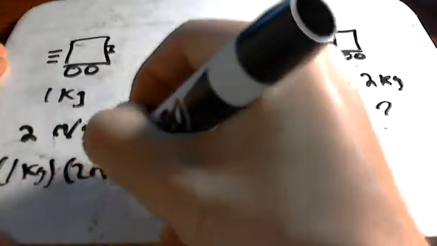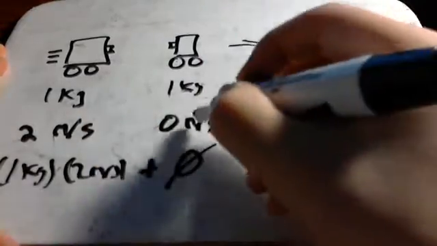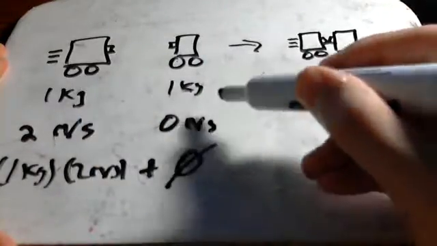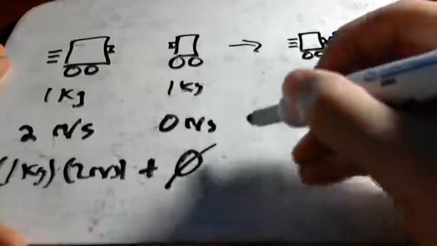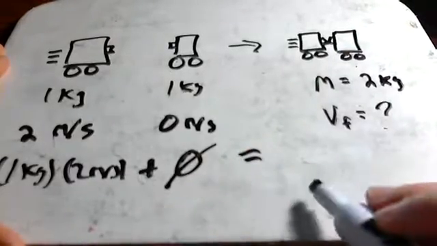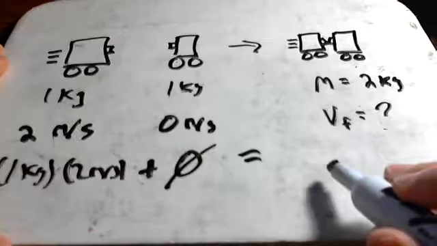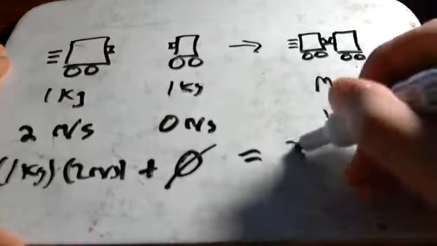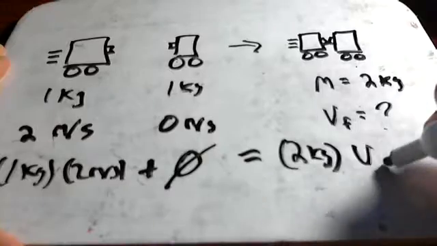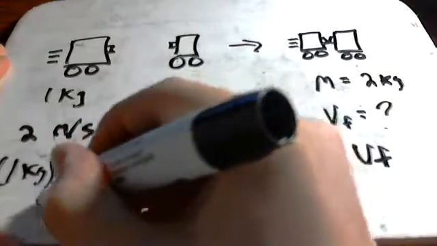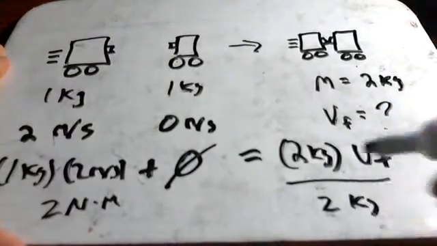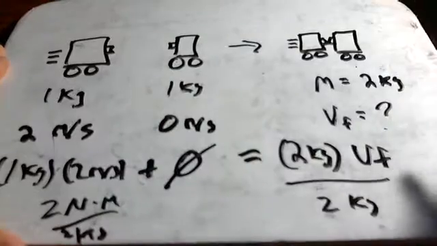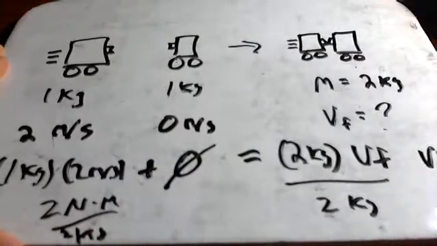So we have 1 kilogram times 2 meters per second plus 0, right? The velocity is 0, so we have no momentum. Now let's look at our after, because our beginning still has to equal our after. Conservation of momentum still applies. So we have 2 kilograms, because it's 2 carts put together, and we have V final. So this is just 2 Newton seconds, right? And if we divide both sides by 2 kilograms, we'll get V final is equal to 1 meter per second. So you're exactly right.